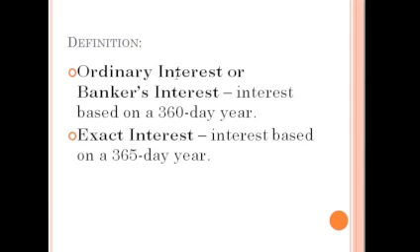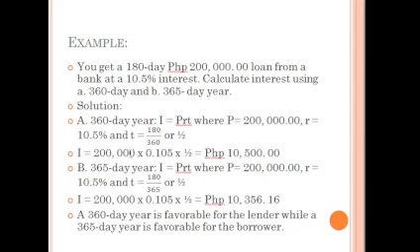Okay. Ordinary interest or banker's interest is an interest based on a 360-day year. Ang exact interest is interest based on a 365-day year. Because ang 1 year is 365 days man. But then, the ordinary interest or banker's interest, kanilang gigamit is 360-day per year. So, example, you get a 180-day 200,000 pesos loan from a bank at a 10.5% interest. Calculate interest using a 360-day and 365-day year.